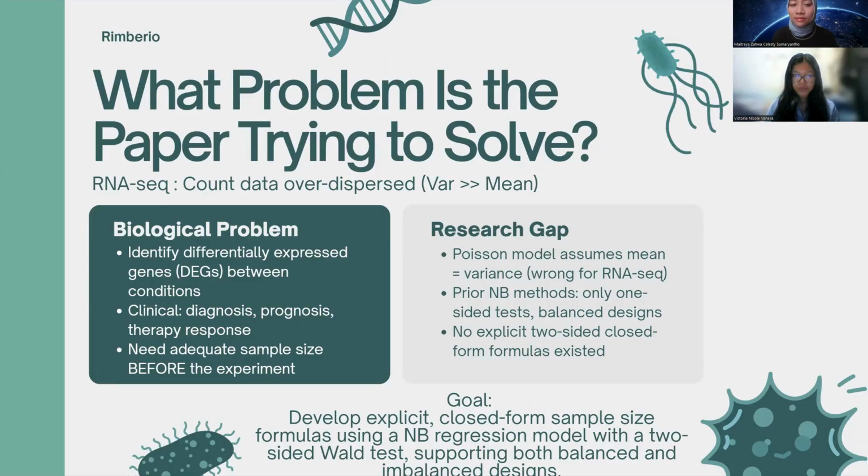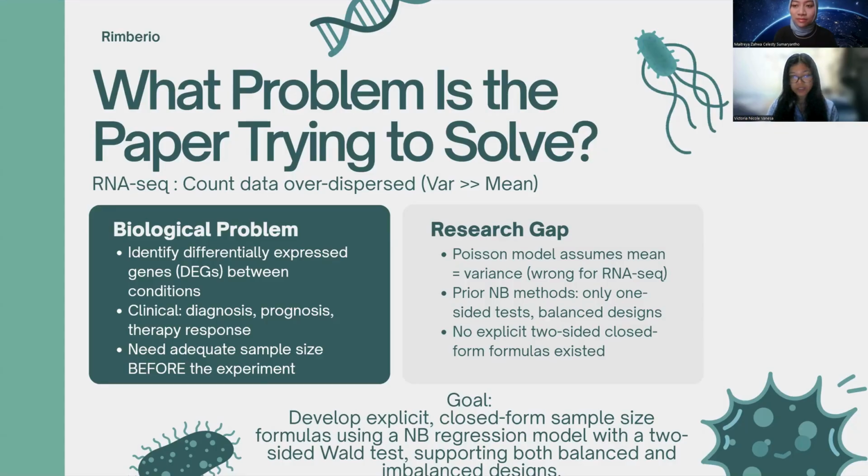The paper focused on identifying differentially expressed genes, or DEGs, between two groups, like healthy versus sick patients or control versus treatment groups. This is useful for diagnosis, predicting disease outcomes, and evaluating treatment response.